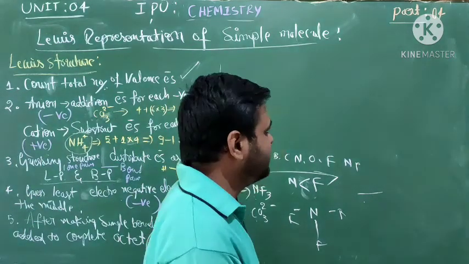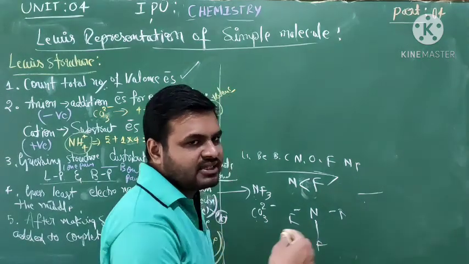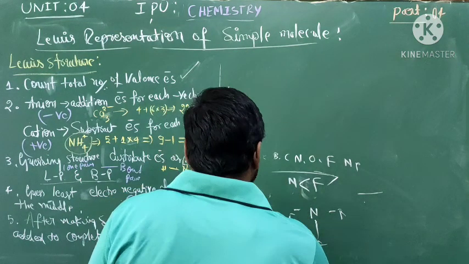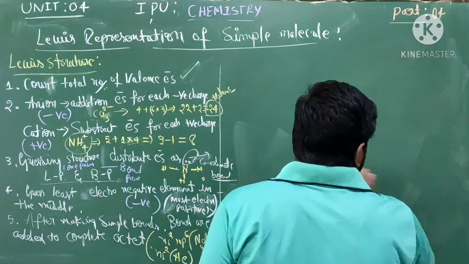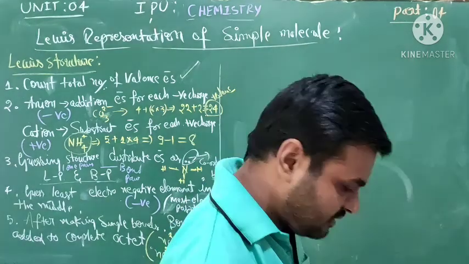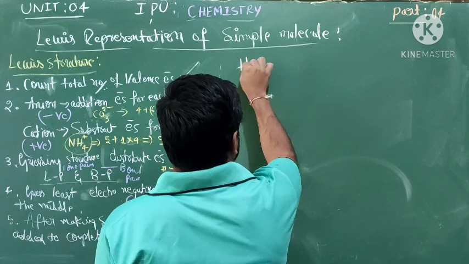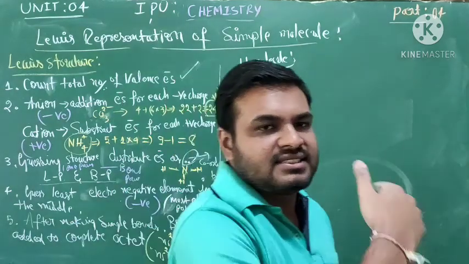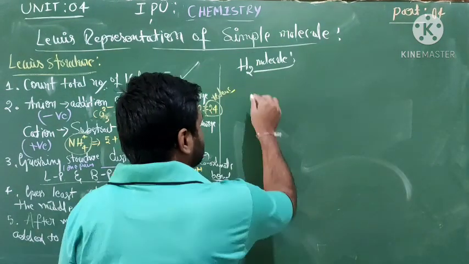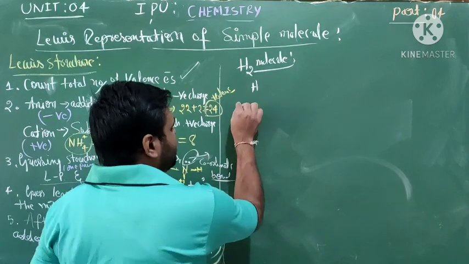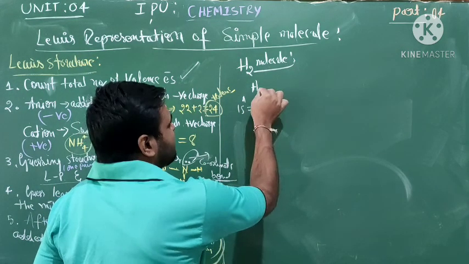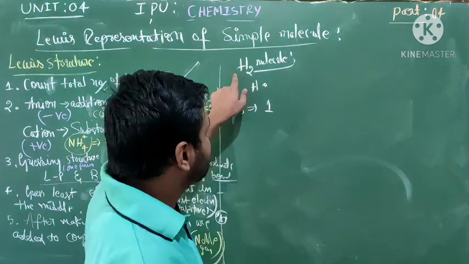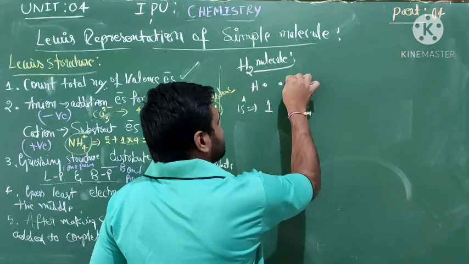Okay, so let me discuss in detail one by one now. Lewis structure examples. The first one is the hydrogen molecule. Lewis structure of a hydrogen molecule. We already discussed hydrogen in previous classes. In hydrogen, the configuration is 1s1, so obviously the valence electron is only 1. Mention 1 here. In the hydrogen molecule, another hydrogen is present.